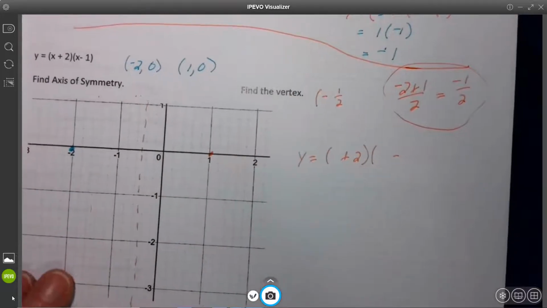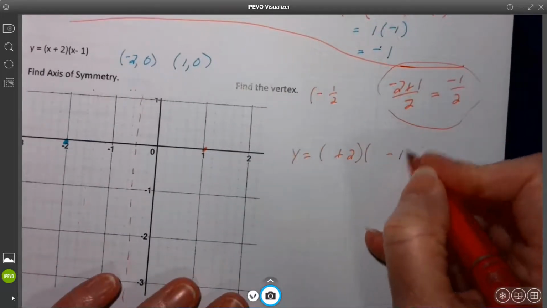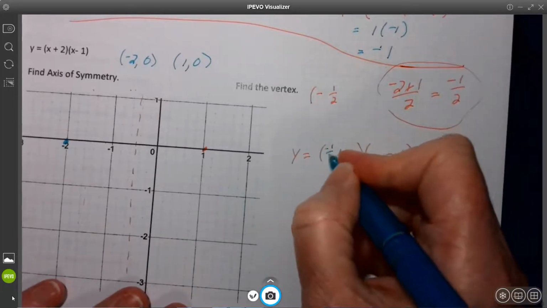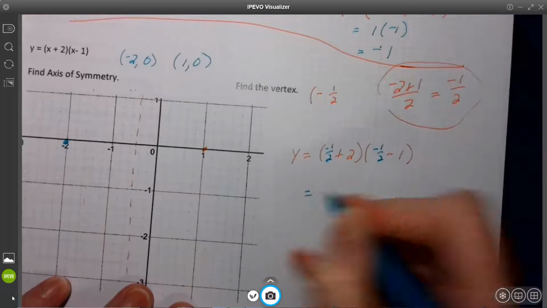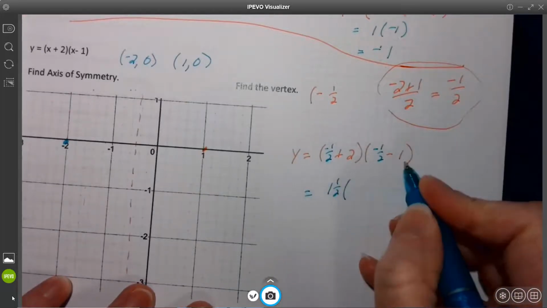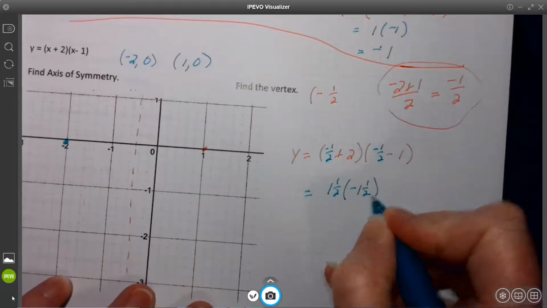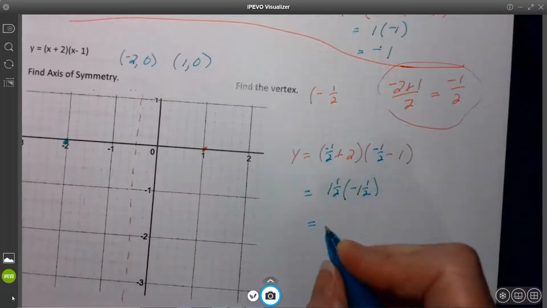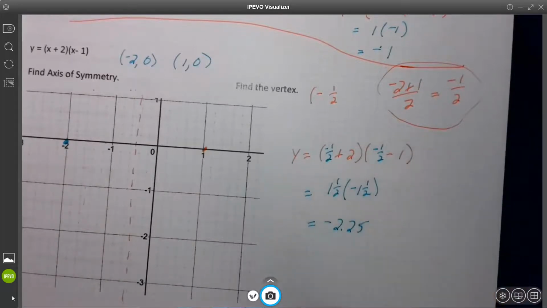I use my fingers. Okay, so now we're going to do that with the equation, the correct one. So that's a negative 1/2 here, negative 1/2 there. That gives me 1 1/2 times negative 1 1/2. Okay, I know this is ridiculous, but I'm going to use my calculator to make sure I actually do it right. And I get a negative 2.25.